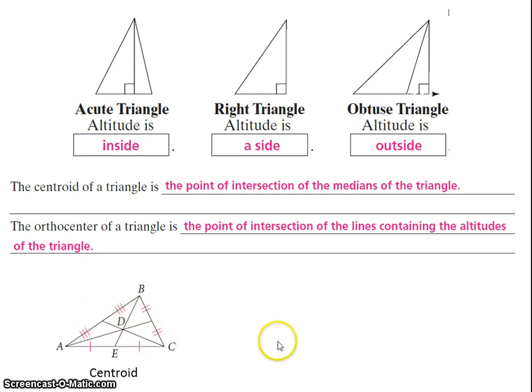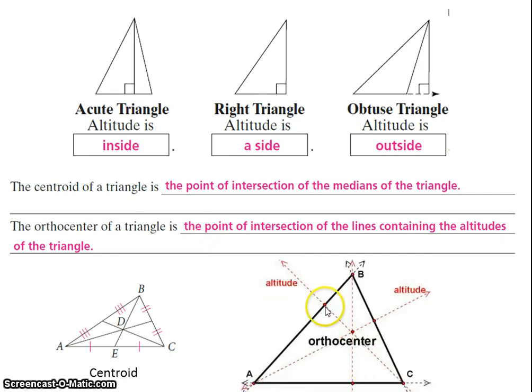And then the orthocenter of a triangle is the point of intersection of the lines containing the altitudes of the triangle. So there's the orthocenter. Even though it's not marked as being a right angle, it is a right angle because it's being labeled as an altitude. So the orthocenter is this point here. Sometimes the orthocenter can actually be outside of the triangle, but that's another story.